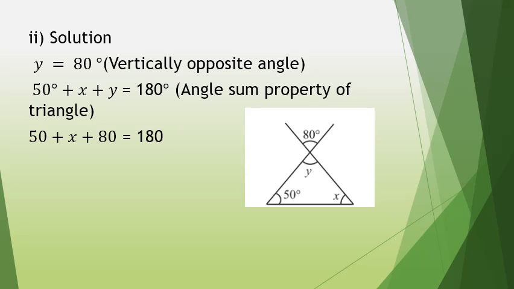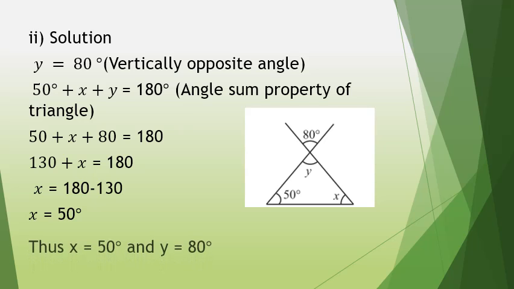Now substitute the value of y. So we get 50 plus x plus 80 equal to 180 degree, or 130 plus x equal to 180 degree. That is x equal to 180 minus 130 equal to 50 degree. Hence x equal to 50 degree and y equal to 80 degree.